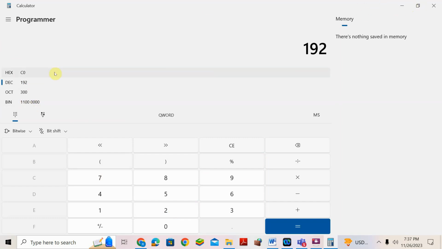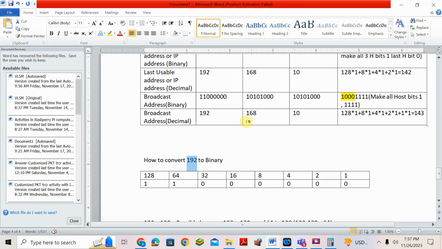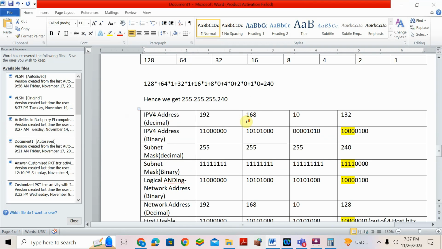Like that, 168: go to decimal, 168 decimal means binary 1010 1000. Okay, like this I got the binary for 192 here, 168 here, 10 here, and 132 here.